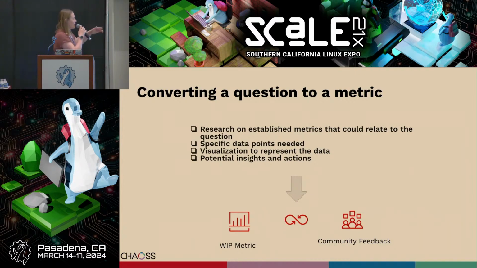Then you would go into how you want to visualize and represent that data, and then into what potential insights and actions. This is really the first stop on your visualization building process for your communities. Once you have that first work in progress metric, that's when you want to start getting your community feedback. With all of these metrics and research from the CHAOSS community and others, you get a good starting point, but that doesn't take in the unique qualities of your own community. And people within your community are going to have some knowledge that you might not have either.